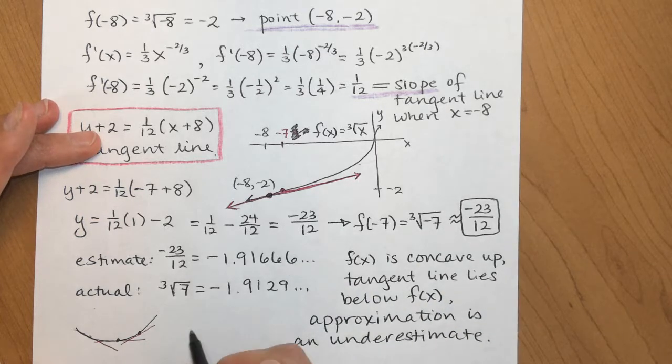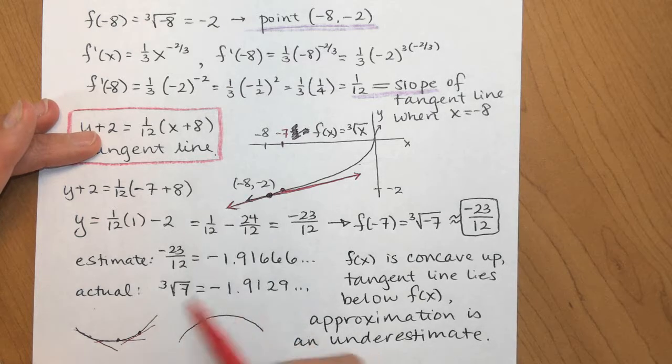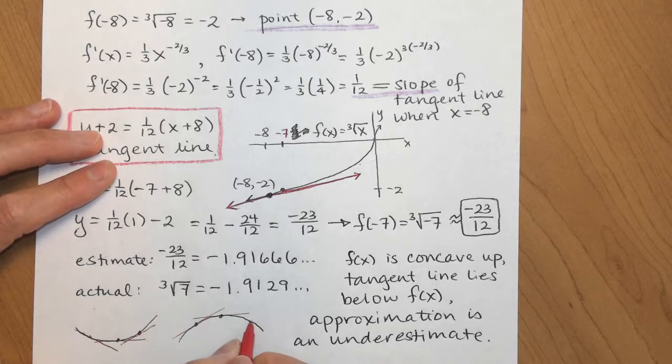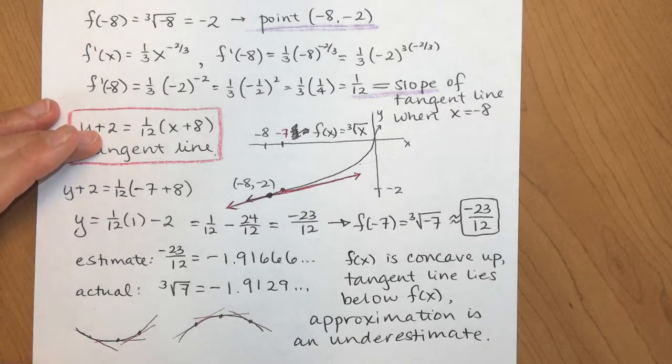If you have a curve that's concave down, then your tangent line is always going to lie above the curve. And for a curve where the tangent line is above the curve, that tangent line approximation is going to be an overestimate because the tangent line is above the curve. All right, linear approximation. Enjoy.